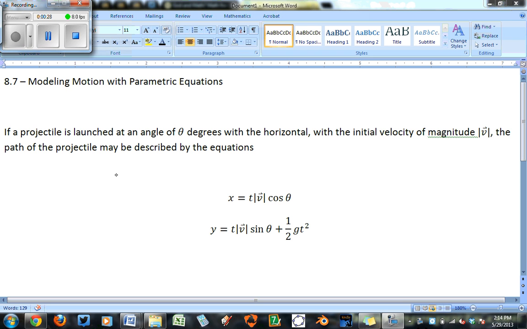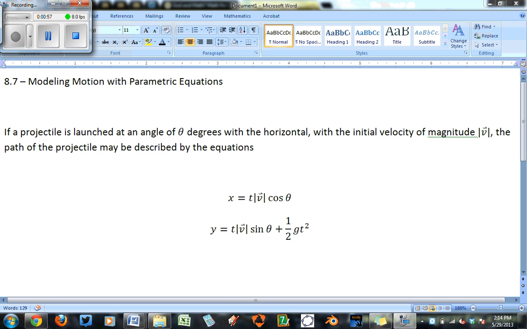The path of the projectile may be described by the equations. The x value can be found by taking the time t times the magnitude v times the cosine of the angle given, theta. And the y value can be found as t times the initial velocity, that's all this is, times the sine of the angle given, plus 1/2 times the gravity times t squared.